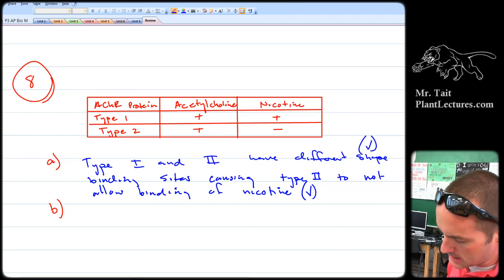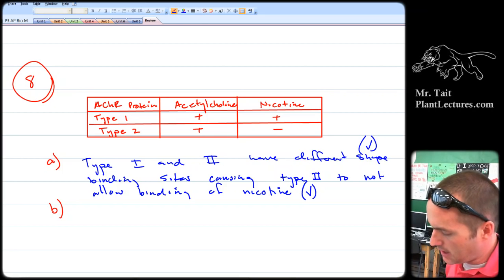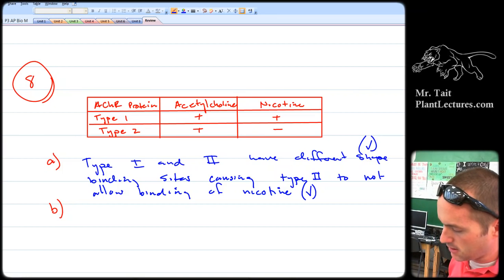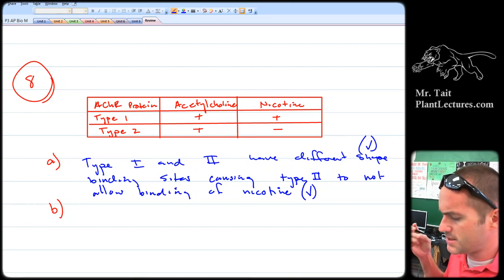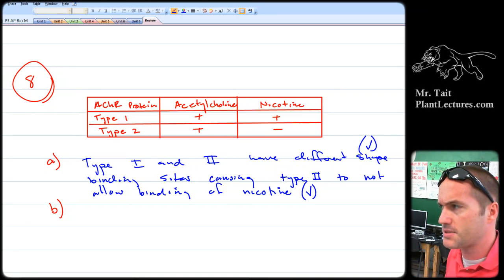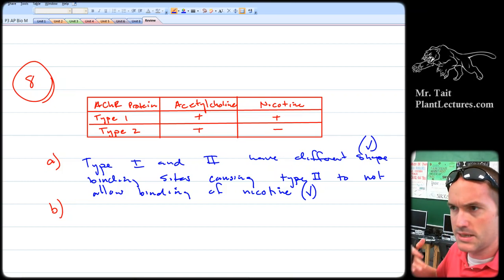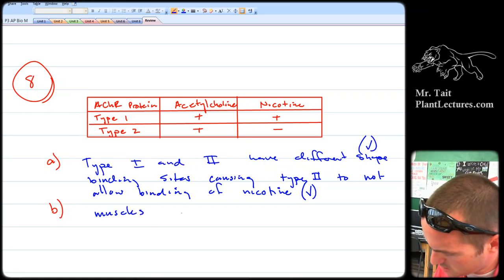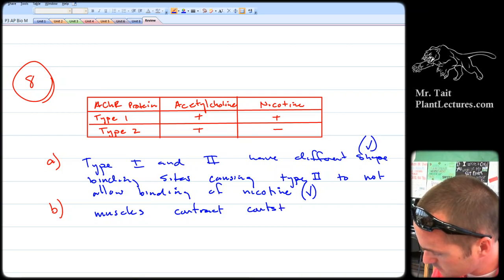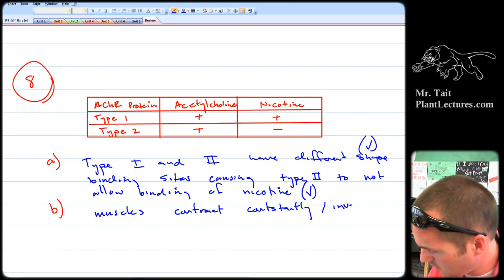B says, describe the effect of inhibiting acetylcholine esterase in the muscle cells that have ACHR type 2. So that's an enzyme that breaks down acetylcholine, which means that if you inhibited it, the acetylcholine would stay in the synapse, and if the acetylcholine stayed in the synapse, that would result in muscles that were continually firing or firing involuntarily. Muscles contract constantly, involuntarily.